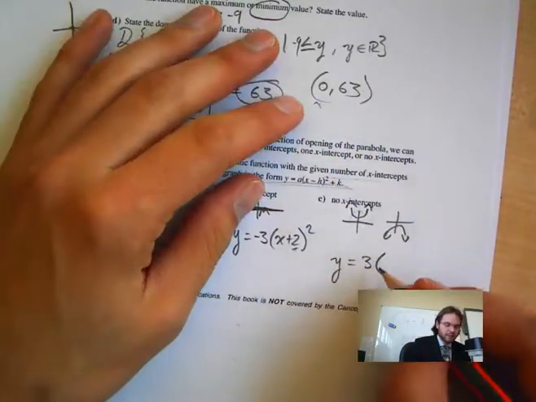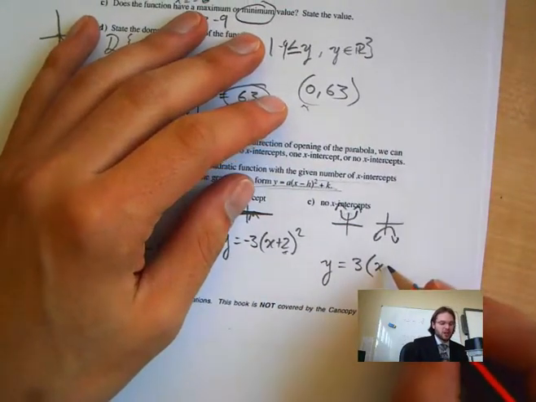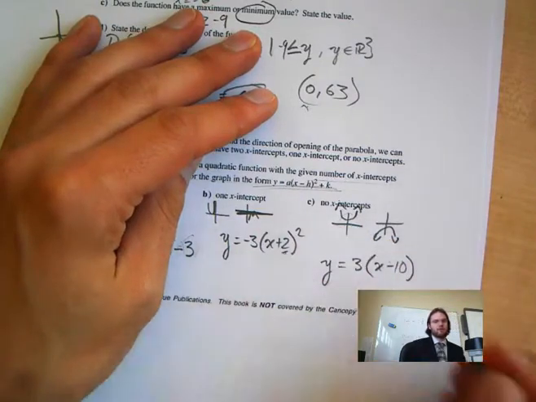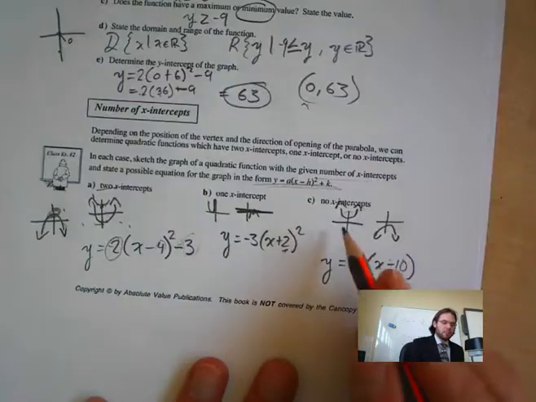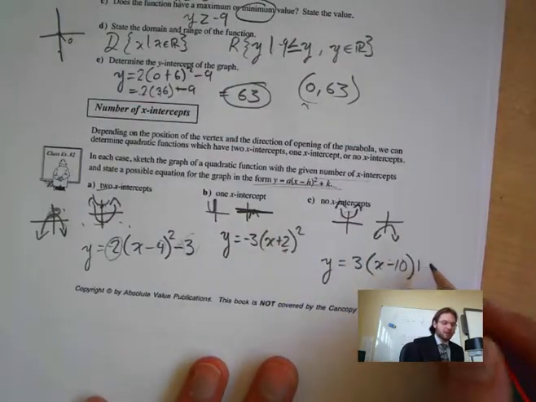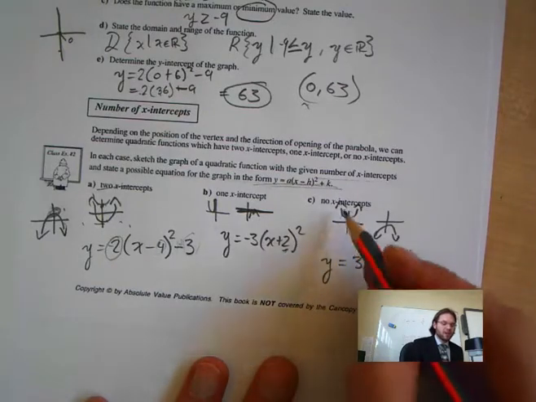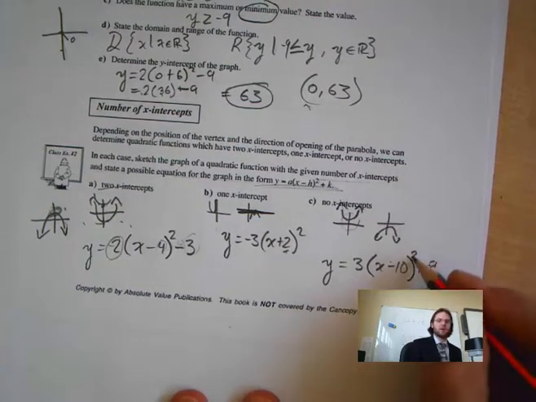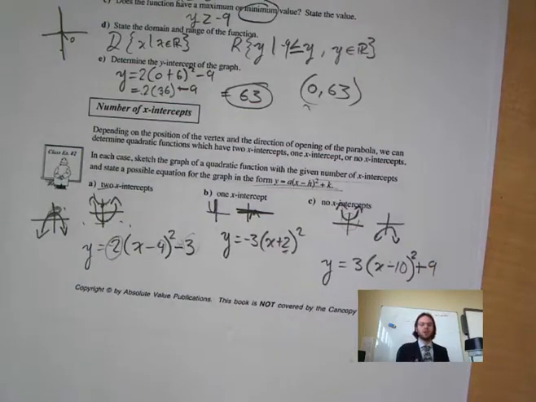We have x. H doesn't matter. I'm going to say -10. Doesn't really matter. Just shifts it over left and right, my vertex. But now, my k does matter. Does it have to be positive or negative? If I'm negative, I will have 2 intercepts. If I'm positive, I will have none. So I'm going to say +9. Oh, and that's squared. So that's a sample equation.